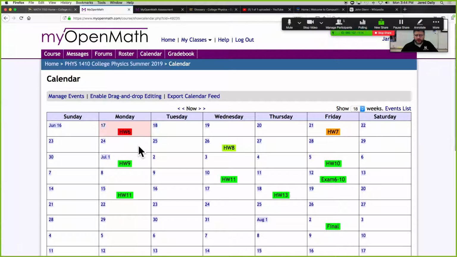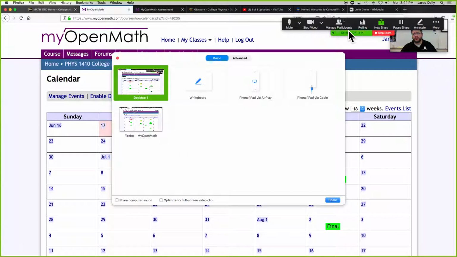Okay, calendar. Our calendar says we're doing chapter 6. We're finishing up chapter 6. We started chapter 6, now we're going to finish chapter 6. And we will be good.